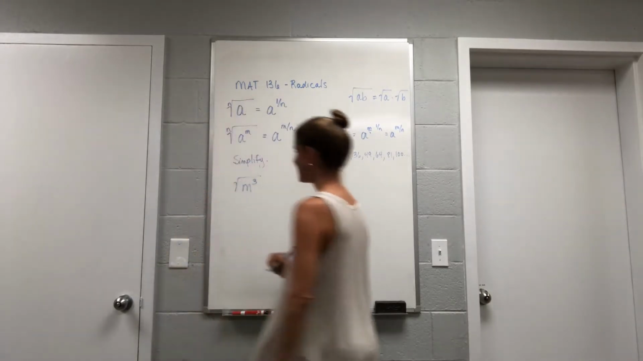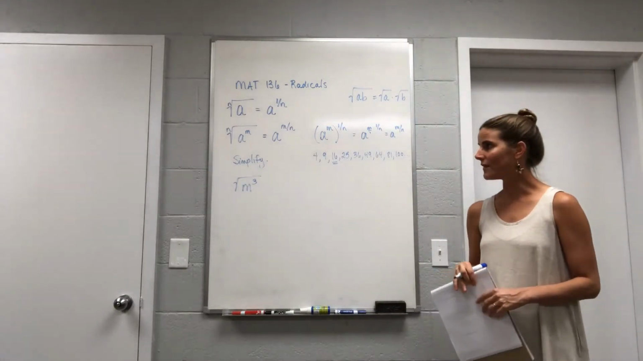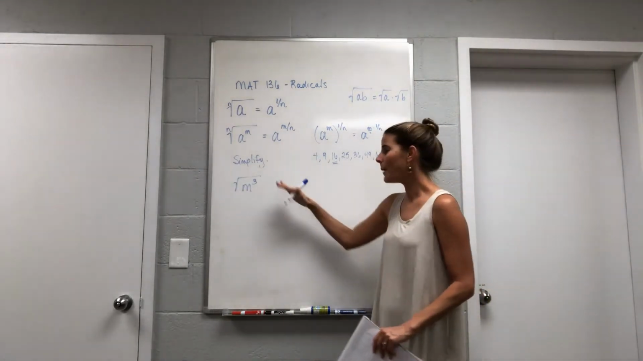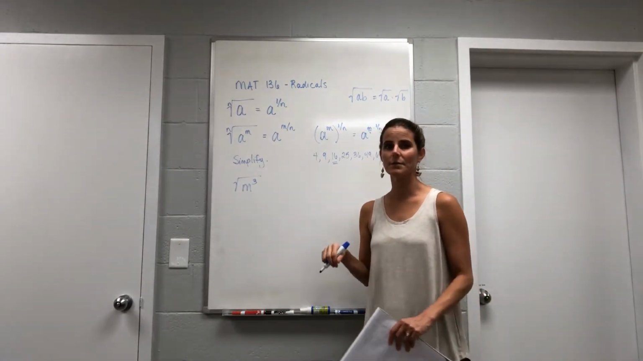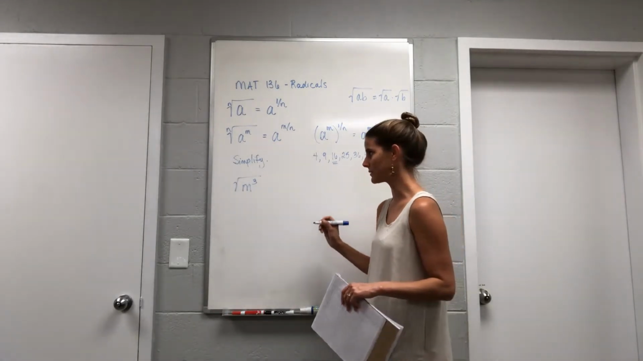So what happens if you have something like this? Square root of m to the 3rd power. If we want to simplify this, we could rewrite it in exponential form like we did at the beginning of this video, but I want to simplify it. I want to get it down to the simplest form, take out what I can from the radical, just like we did in these previous problems.